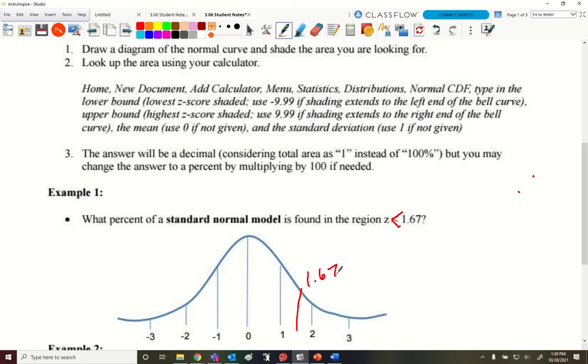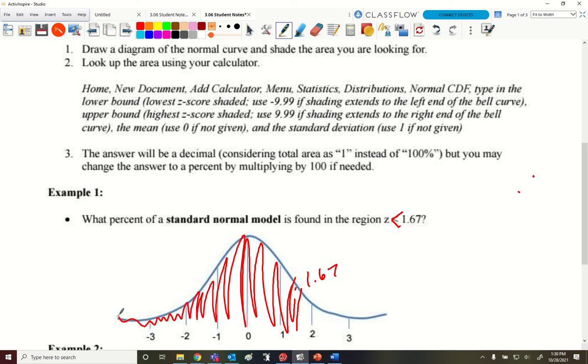Where z is going to be less than, what numbers are less than 1.67? What side of my line is less than 1.67? To the left. Very good. That's what I'm looking for there. I want everything to the left. So that's what it means by drawing it. Draw your normal curve and the area you're looking for. So all this here is what I'm looking for. Everything over there. Make sense? We drew it. Now we're going to look it up using our calculator.